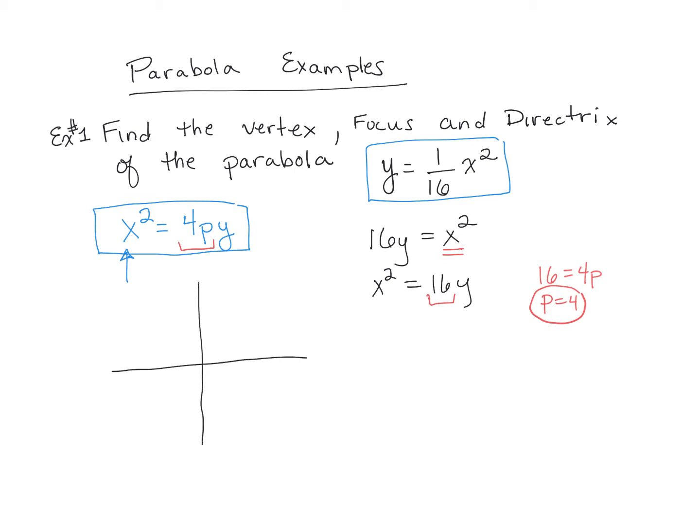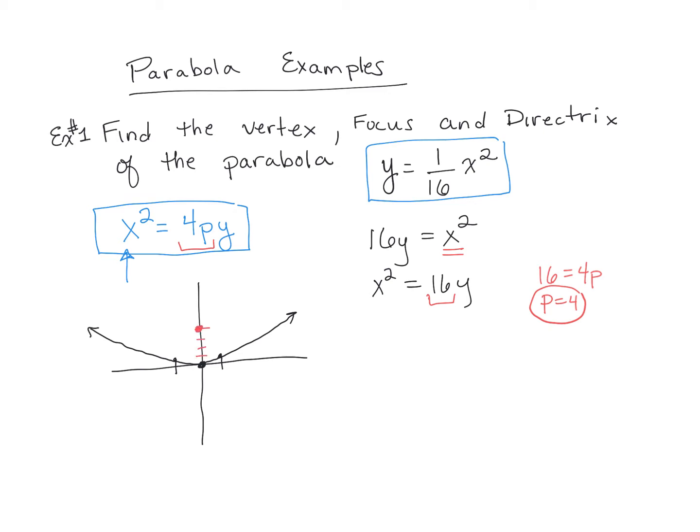And we know the vertex of the parabola is 0, 0. You can test that by plugging 0 in. And we're going to plot just a couple points. Let's just see what happens if I plug in x is 1. I should get 1/16, really small, really wide parabola, like this.